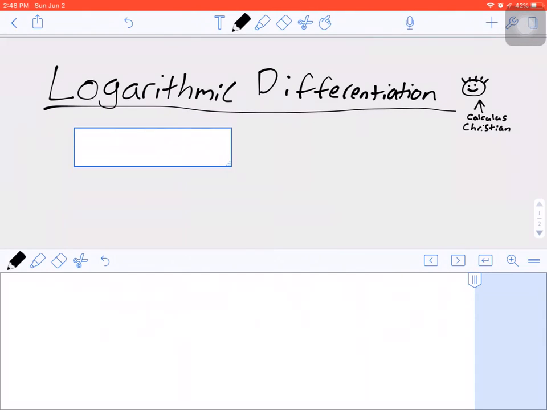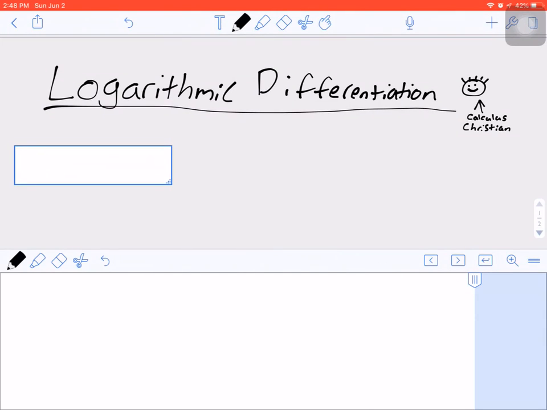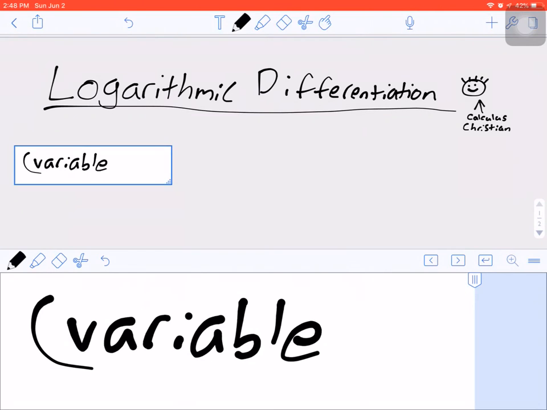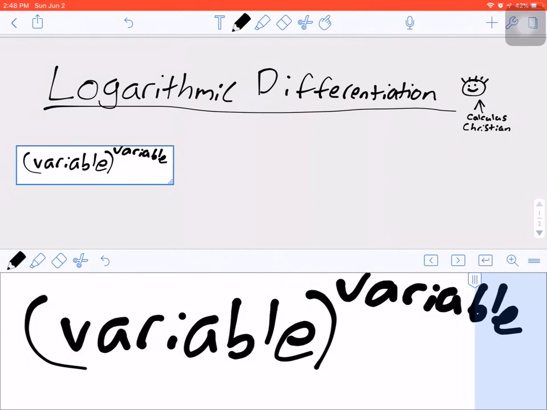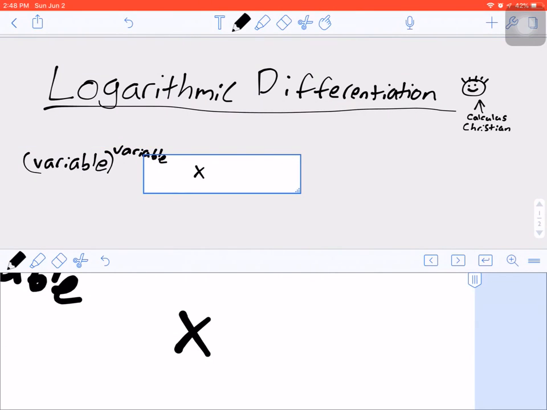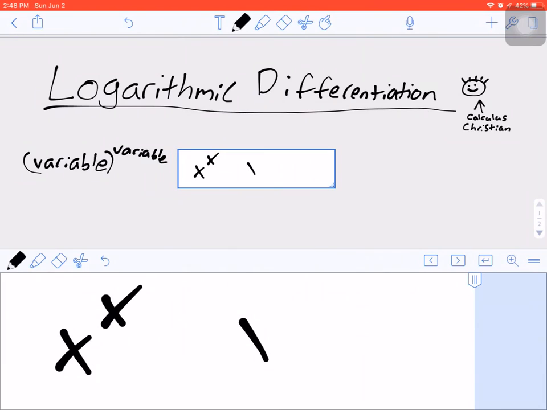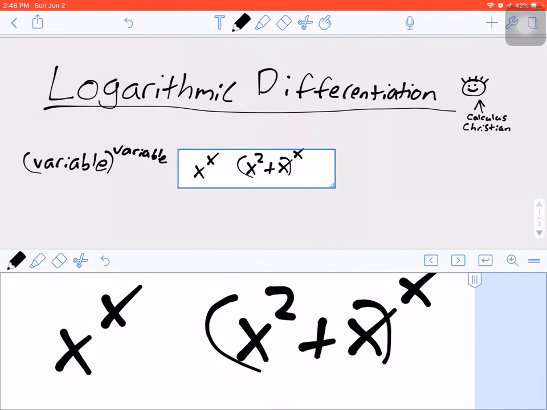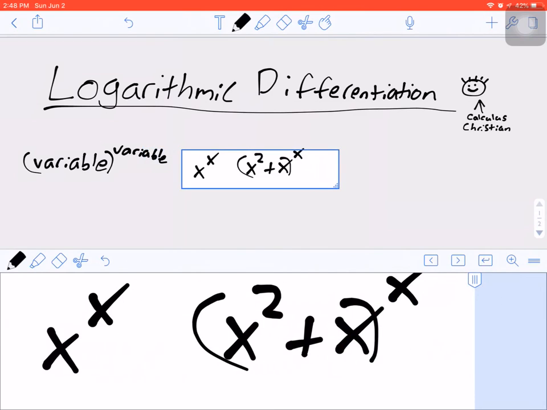So, you want to use logarithmic differentiation whenever you're taking the derivative of a variable to a variable. You see what I'm saying? So, for example, x to the x power, maybe you got x squared plus x, all that to the x power. So, taking the derivative of stuff like that.